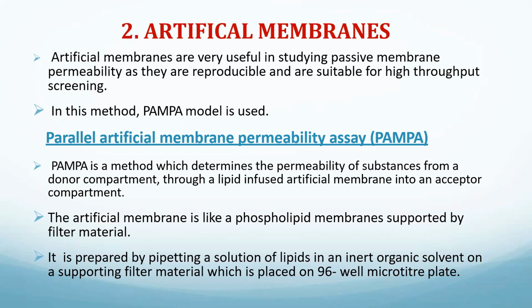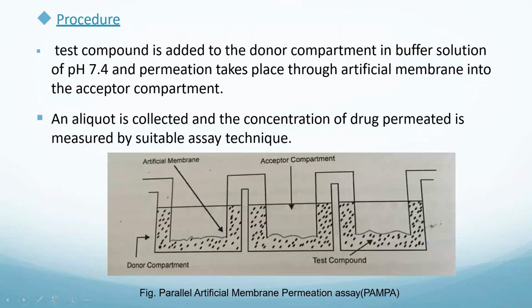After that, the solution is prepared by pipetting a solution of lipids in an inert organic solvent onto a supporting filter, which is placed on a 96 well microtiter plate. Next, the test compound is added to the donor compartment that contains buffer solution. Here we are adding the test compound at a pH of 7.4.